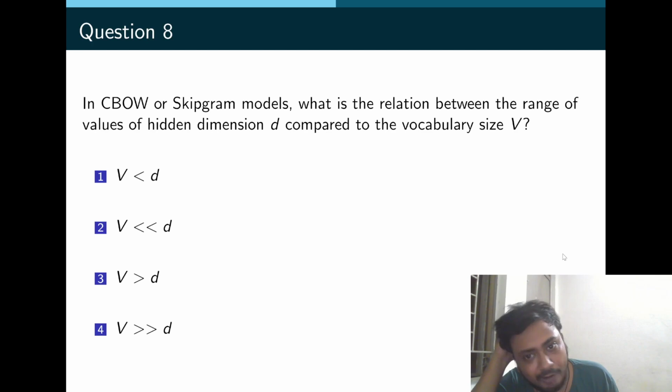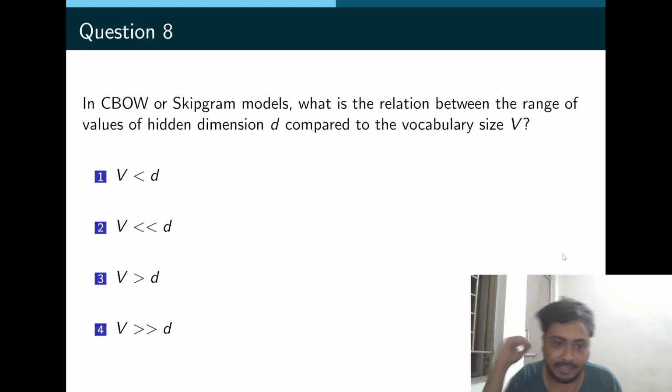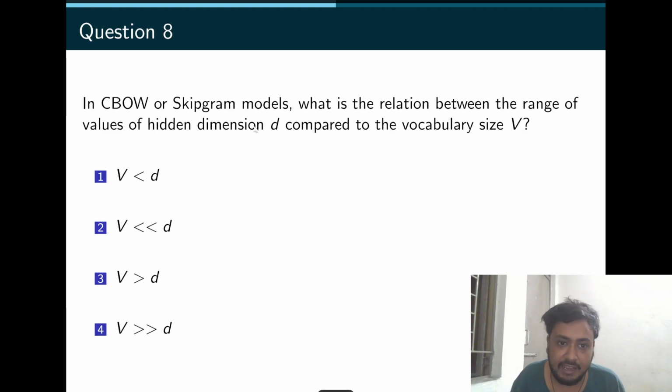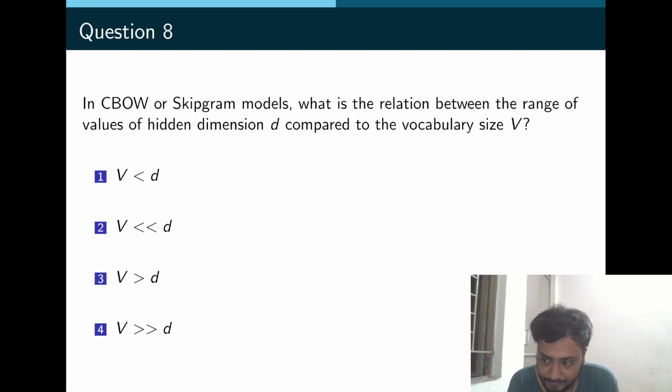So for the CBOW or skipgram models, you have the vocabulary size as capital V and the hidden dimension as small d. So how can you compare between capital V and small d? That's the question. So you have V less than d, V very much less than d, V greater than d, and V very much greater than d. So yeah, what is the answer? Can anybody say? The fourth one. All right.